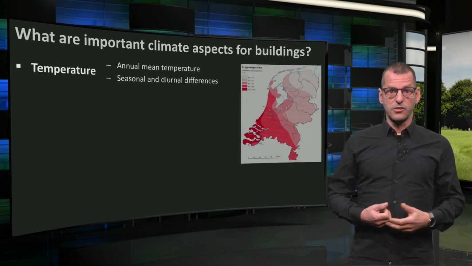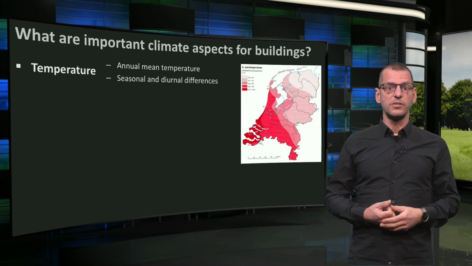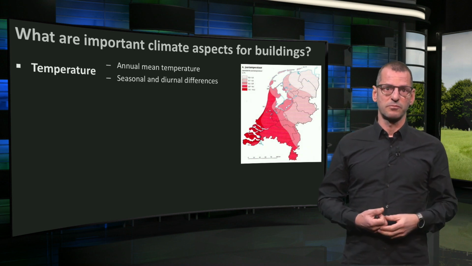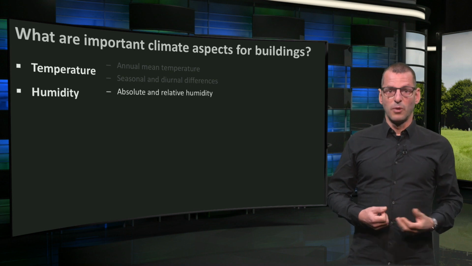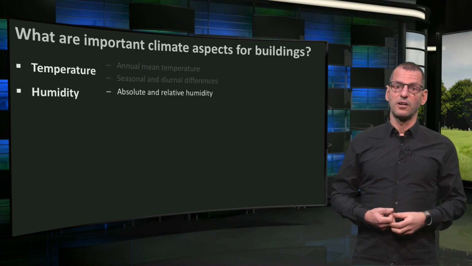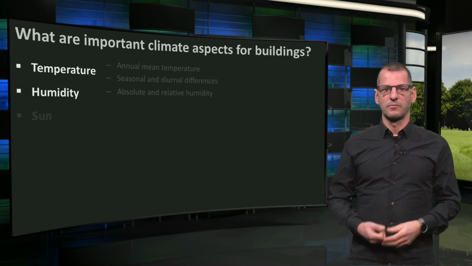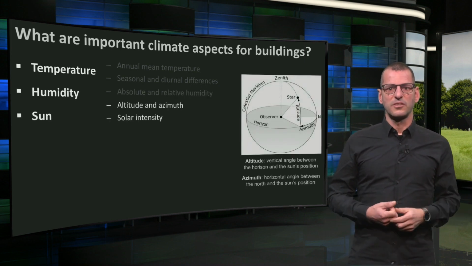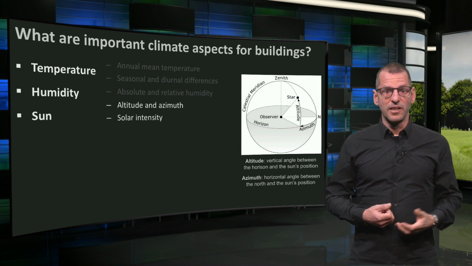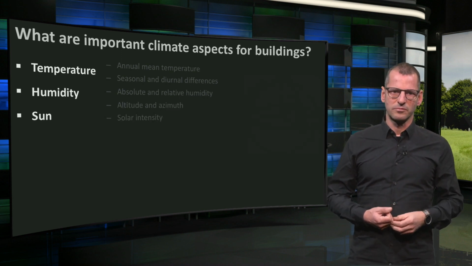Temperature. It's good to know the annual mean temperature, but also the diurnal differences. Humidity. Both the absolute and the relative humidity are important to understand what you can do with heating and cooling. Sun. You need to understand the course of the sun through the sky, as well as the solar intensity.